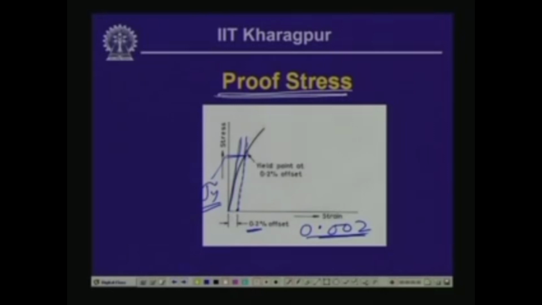So, for a material where we apply a tensile pull and plot a stress strain curve, if we do not get a defined yield point corresponding to which we can evaluate the yield stress, then we compute the yield stress in an indirect way, corresponding to 0.2% strain offset, and this stress we call the proof stress or the yield stress of that particular material.